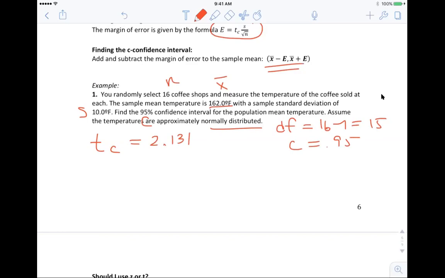Next step, get that margin of error, that formula above up there. Right? So that's going to be t_c, which is 2.131, times s, which was 10.0 or just 10, divided by the square root of n, which is 16. Okay, so that's what you want to calculate. I'm just going to get out my calculator and see what that is.